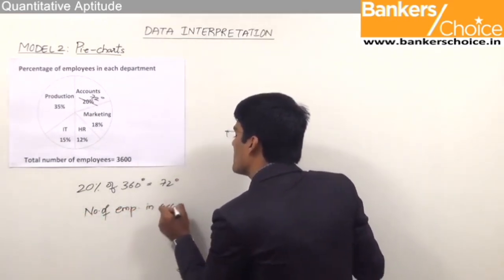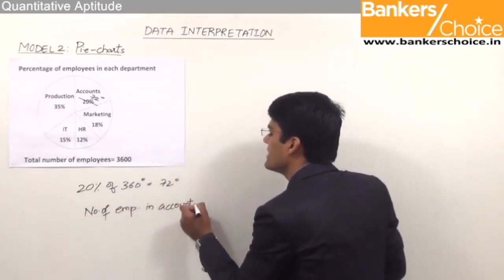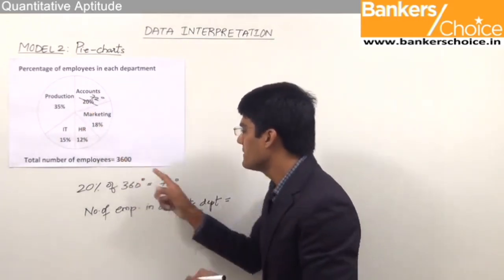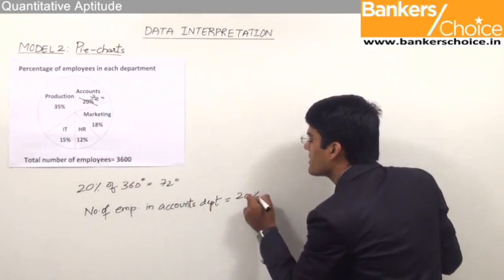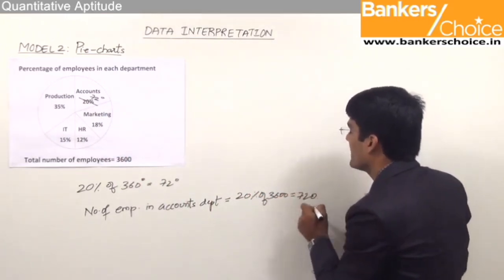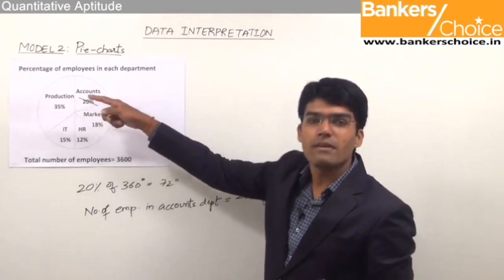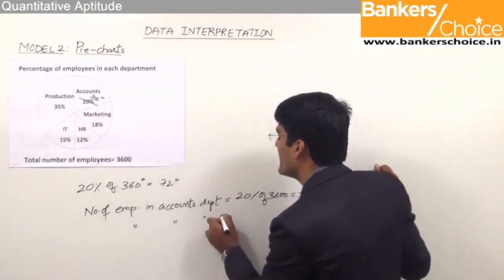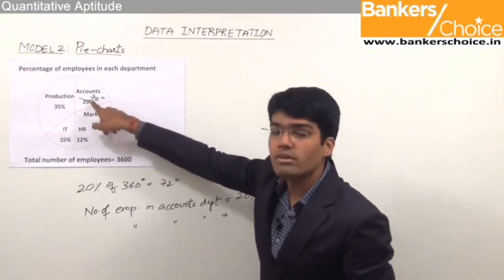in accounts department. In general, if it is in percentages, what we do is 20% of 3600. So we get 20% of 3600, which will be equal to 720. But let's say if the value is given in terms of angle, so how to get the answer? So same number of employees in accounts department, there can be taken as it is 72 degrees.